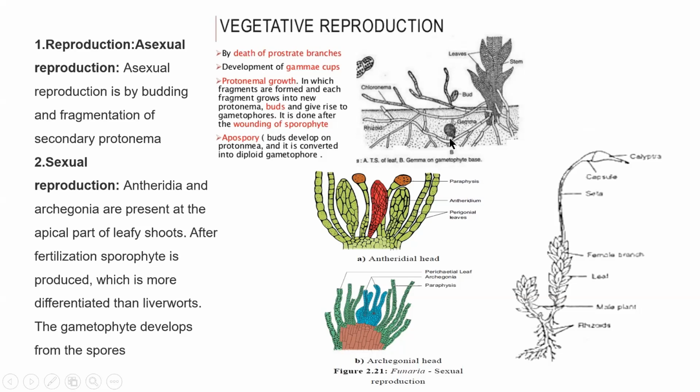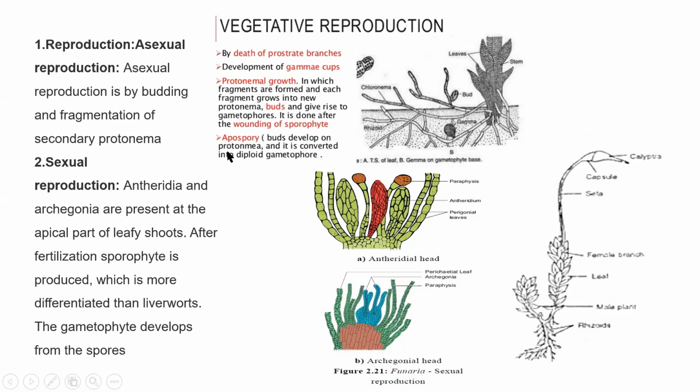Gemma is also formed. Bud-like projections are also formed. When the bud gets detached from the protonema, it can give rise to a new moss plant. So this is normally vegetative reproduction. It can be by death of the prostrate branches when they get fragmented. You have gemma cups, you have bud formation, and protonemal growth in which fragments are formed and each fragment grows into a new protonema. Buds also give rise to a new gametophore.